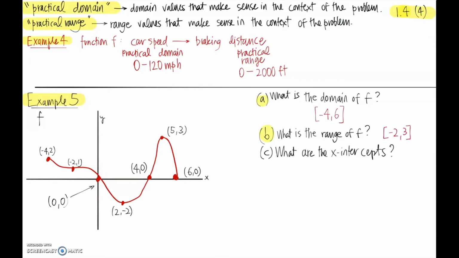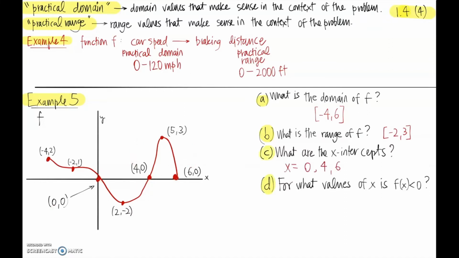The next question is, what are the x-intercepts? This is a phrase that is important to know. It means, where does the function intercept the x-axis? Here's the x-axis right here. And where does my graph, this red line, intercept that axis? It happens 3 times, right here, here, and here. So I say that my x-intercepts are x equals 0, x equals 4, and x equals 6.